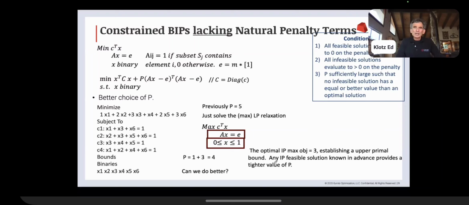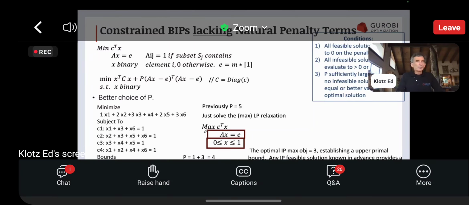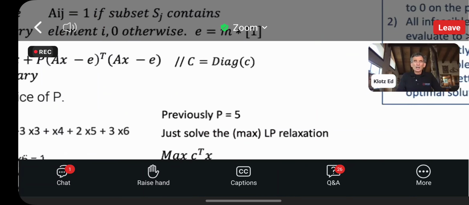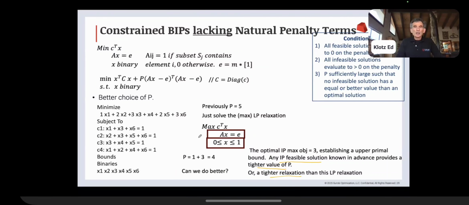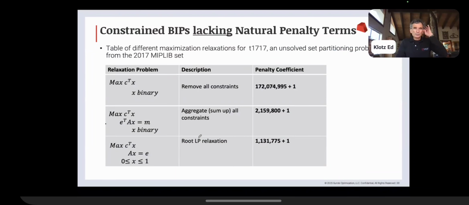If we have a feasible solution for our problem, we can use its objective as a tighter value. Or we can look for tighter relaxations than the one we looked at here, like running this maximization problem, the integer programming problem, for a small number of nodes. All right, so we've got this sequence of relaxations that we've generated.